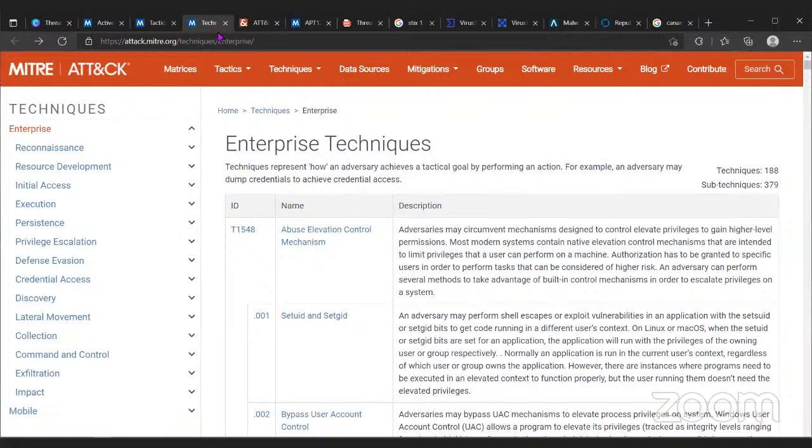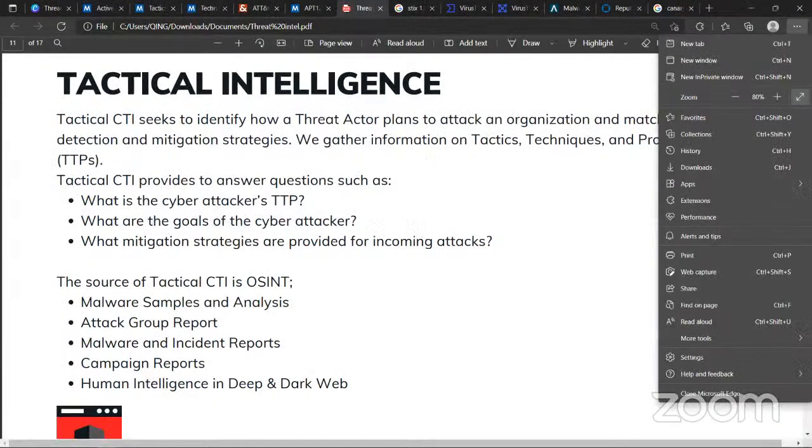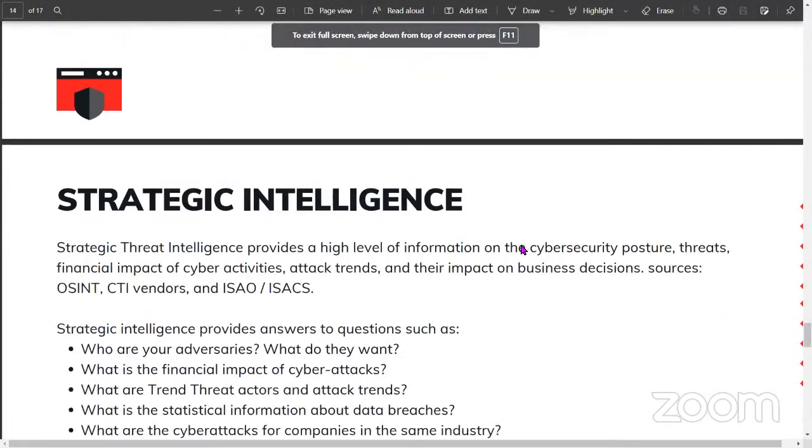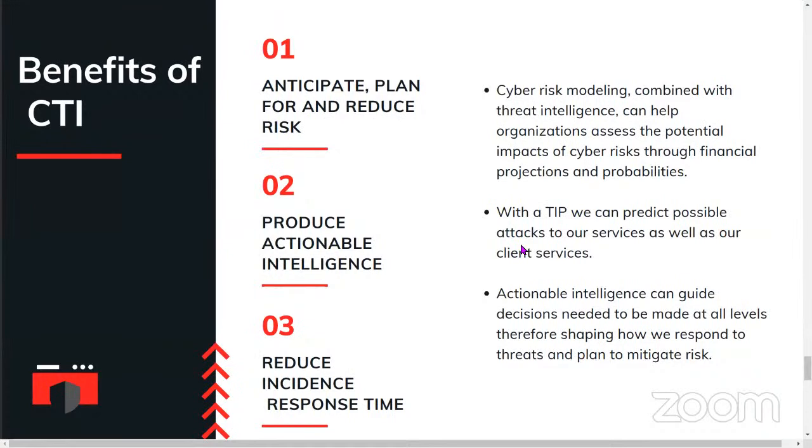So basically, with all the data you've collected, your alerts, are you able to store them? Are you able to analyze that data for it to be actionable intelligence? With this, now I'll go back to my presentation. And then we can look at the benefits of CTI, cyber threat intelligence, with the capability to analyze the information that you have, as well as being able to attribute the adversaries. You can anticipate, plan, and reduce risk.